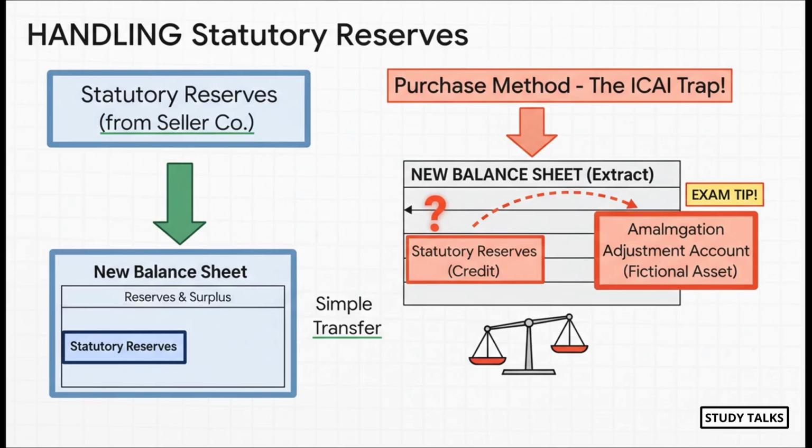This is the key. You have to create a fictional asset called the Amalgamation Adjustment Account. I'm telling you, this is an ICAI favorite. It's designed to test if you really understand the concepts, and so many marks are lost right here.